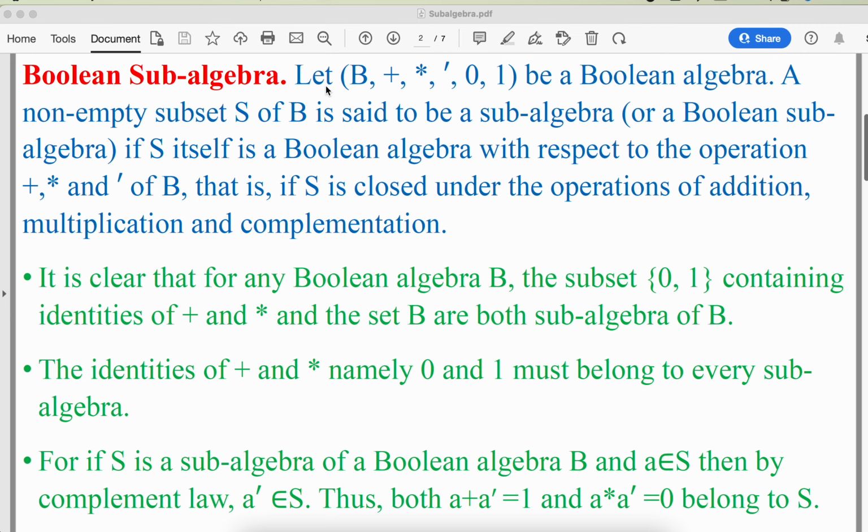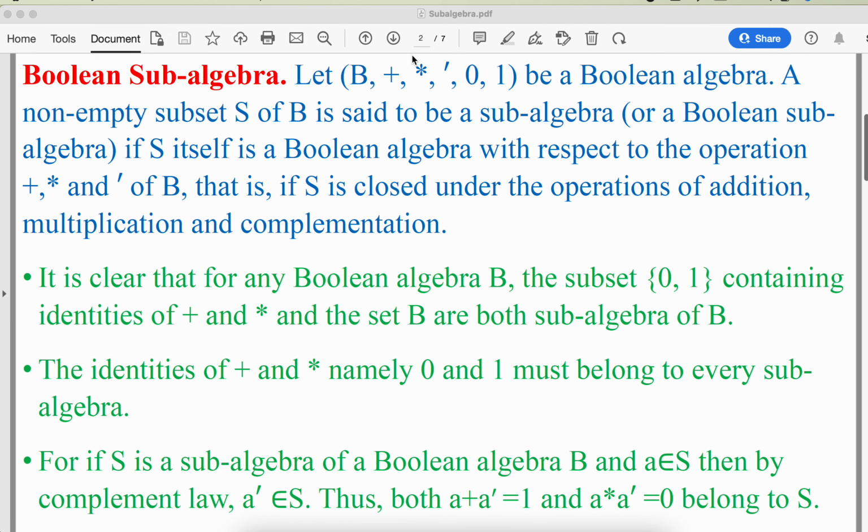Let a set B together with operations addition, multiplication and complementation defined on it, and also containing two identity elements 0 and 1. 0 is the identity element with respect to addition and 1 is the identity element with respect to multiplication. Suppose this structure is a Boolean algebra.